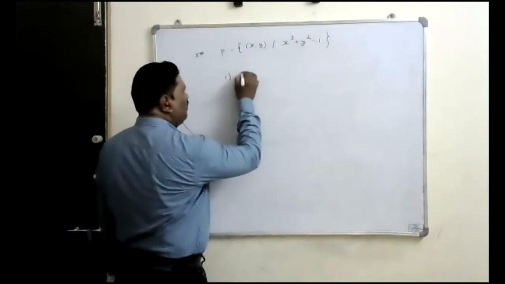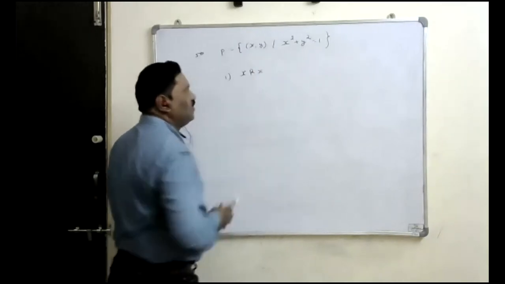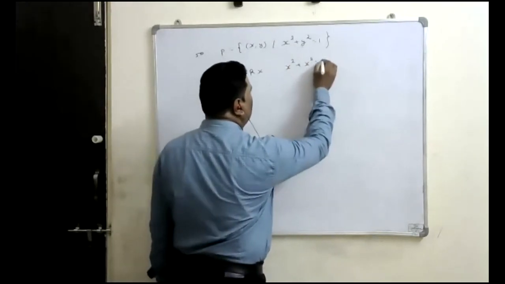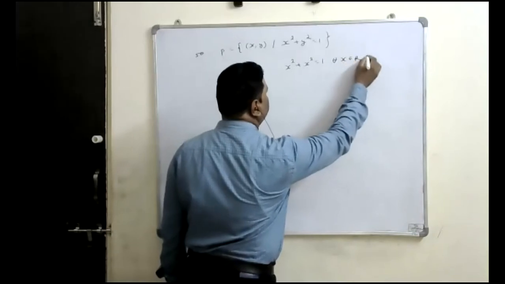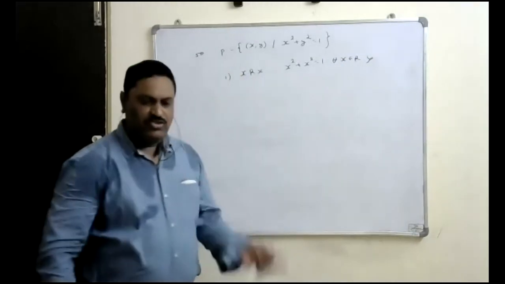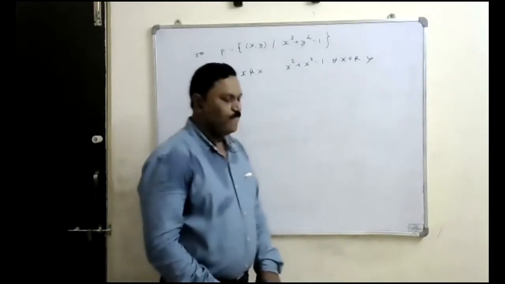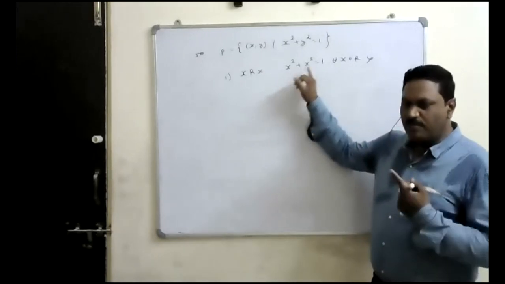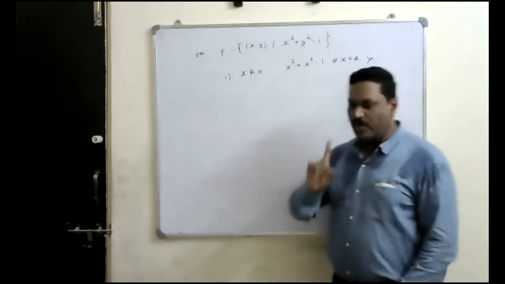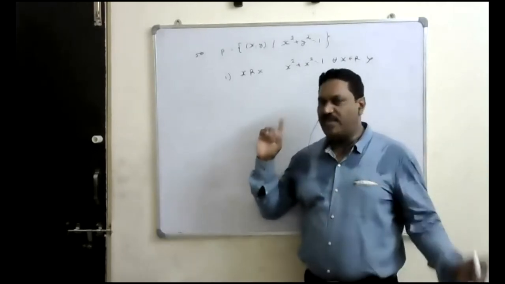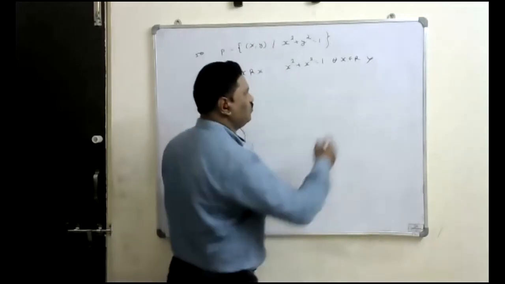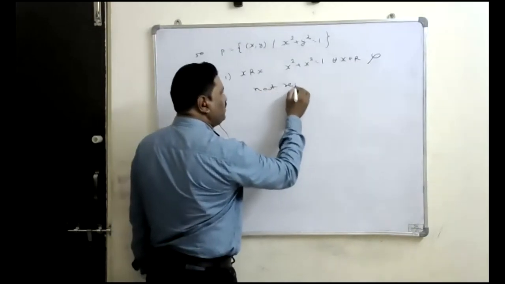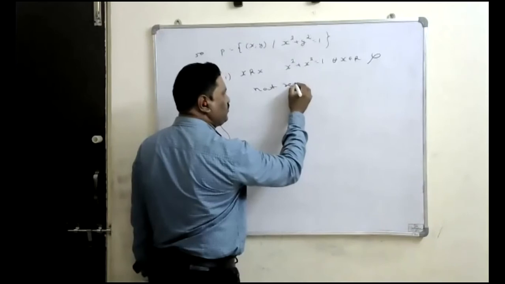Suppose I take the reflexive relation, meaning (x, x). Then x square plus x square should be equal to 1 for all x belonging to R. Is it correct for all the values of x? Only when x equals 1 by root 2: 1 by root 2 whole square is 1 by 2, plus 1 by 2 is 1. Only when x equals 1 by root 2 it is correct, but not for all the values of x. That's why it is not reflexive. Reflexive means every value should satisfy this.